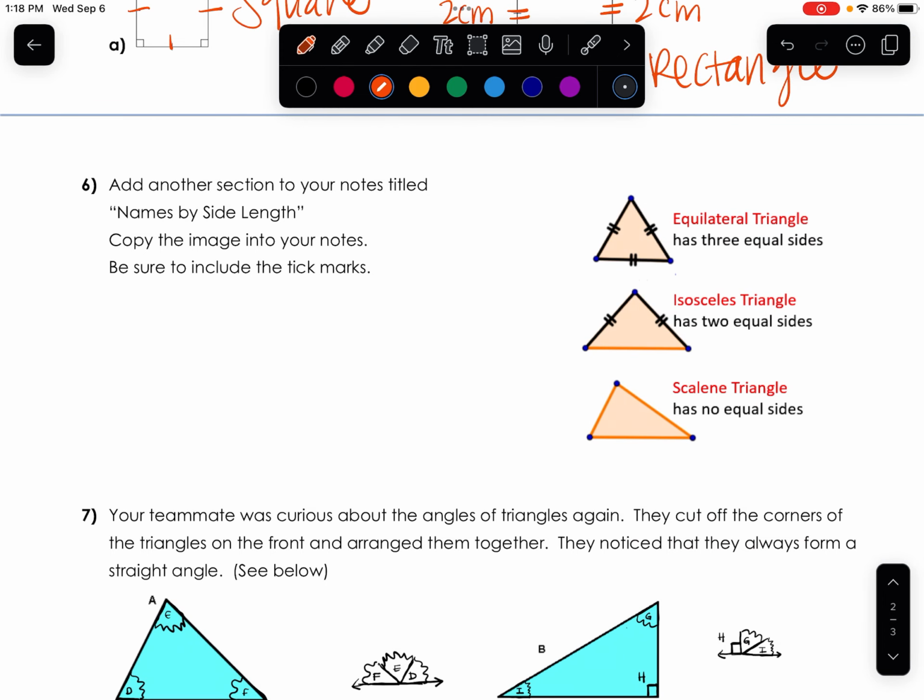So you're again on that same page or a different page, if you already used it up, going to add another section of names by side length, and you're going to sketch these. Make sure again you've got those tick marks on there. One quick note is if there's no tick marks, all three sides are different. Some people like to go 1 tick mark, 2 tick marks, 3 tick marks to show that as well. Equally valid, both the same, all good. All right, if you haven't paused to take those notes, do that now.